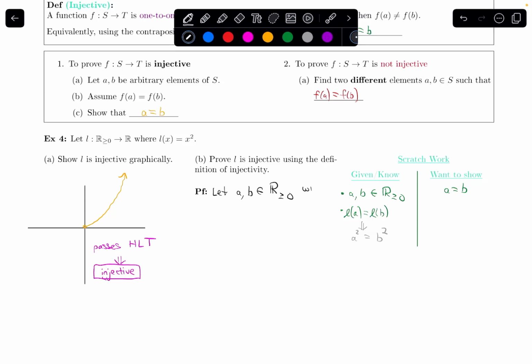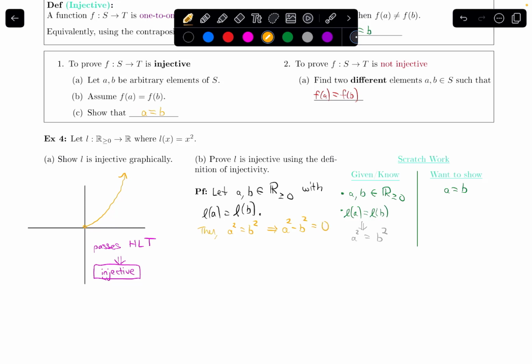With the property, I also get to assume that L of A is equal to L of B. Then I can write down what that means. L of A being equal to L of B means that A squared equals B squared. And while I cannot take the square root of both sides, because that's a property that I don't get to assume is true, what I can do is move terms around. So I can move everything to one side to get A squared minus B squared equals 0.